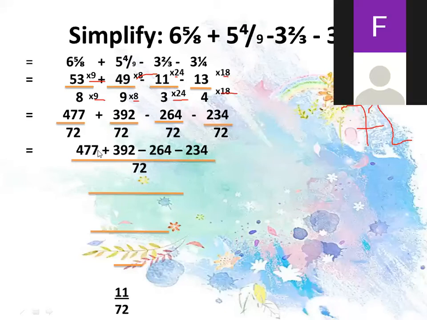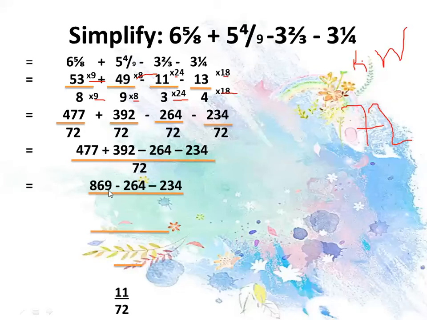Now you will add 477 plus 392, which becomes 869, and then you will subtract 264 from 869, so it becomes 605. Your denominator will remain the same in each step. Now you will subtract 234 from 605, and at the end what you will get here is 371, and your denominator will remain the same, that is 72.